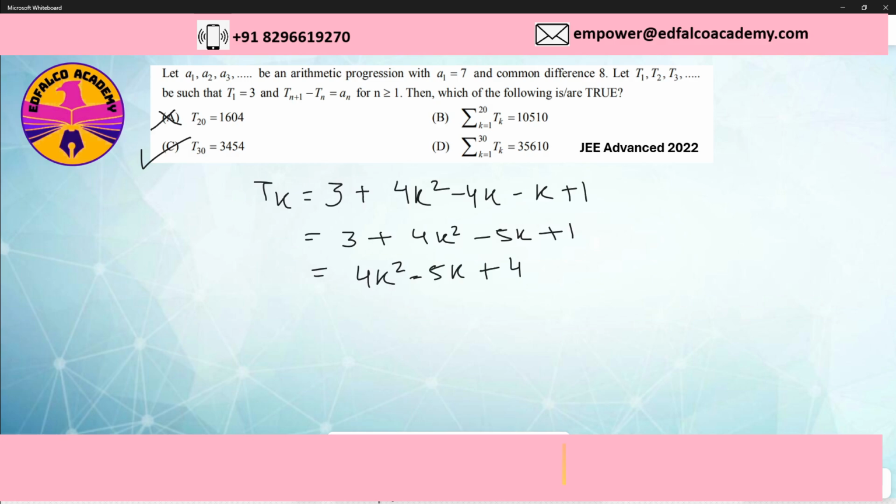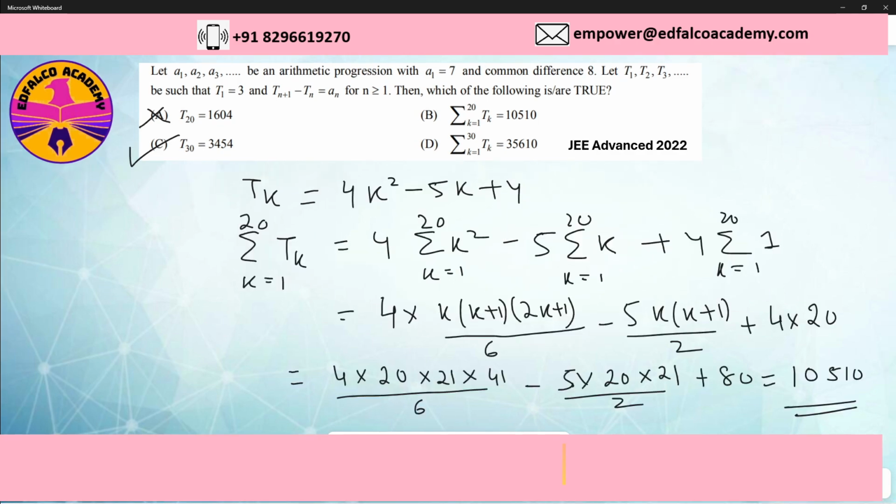Now just keep solving for this tk, this algebraic expression. You will get tk is equal to 3 plus 4k square minus 4k minus k plus 1, and then finally you are going to get tk is equal to 4k square minus 5k plus 4. Just keep solving the algebraic expression. So now that we know tk, which is 4k square minus 5k plus 4, we can do the summation of this expression on both the sides.